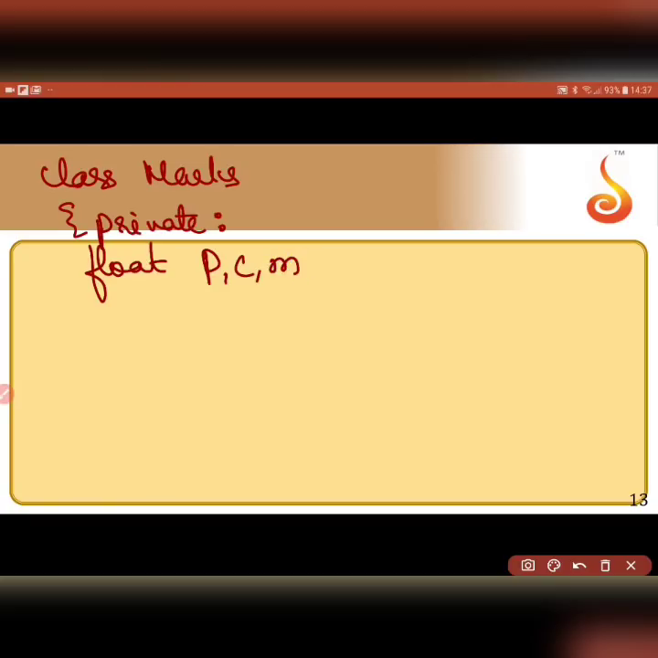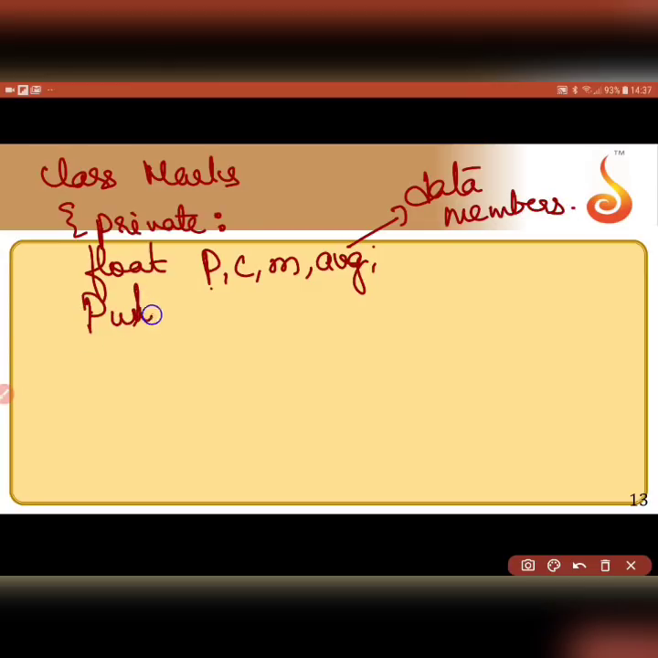PCM, right? And then let me have a variable average also, which will hold the average. So I will take the marks scored by you in physics, in chemistry and in mathematics, and I will calculate the average marks. This is the data members of my class. What are these? The data members of the class.